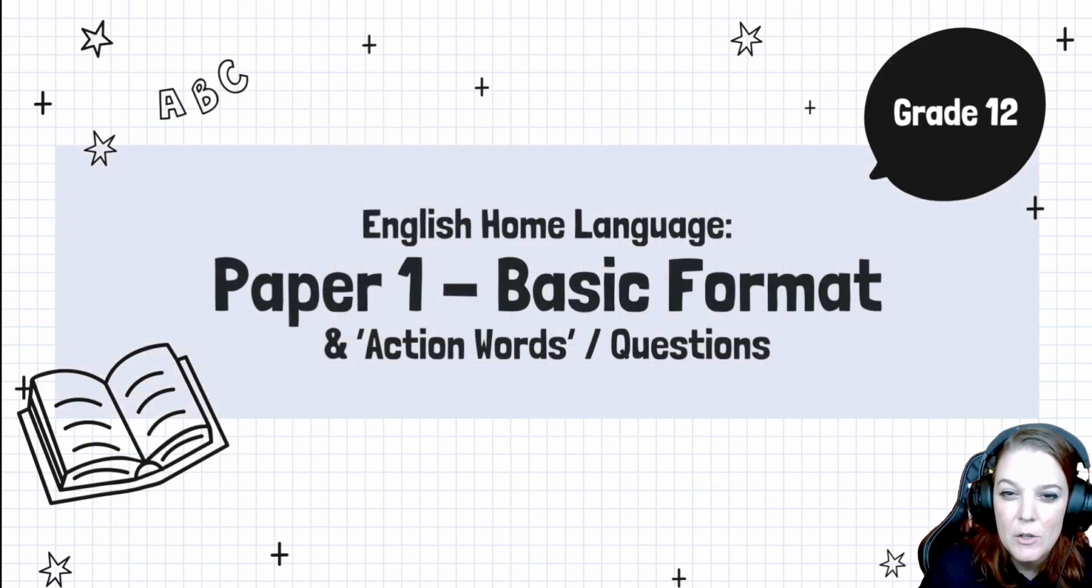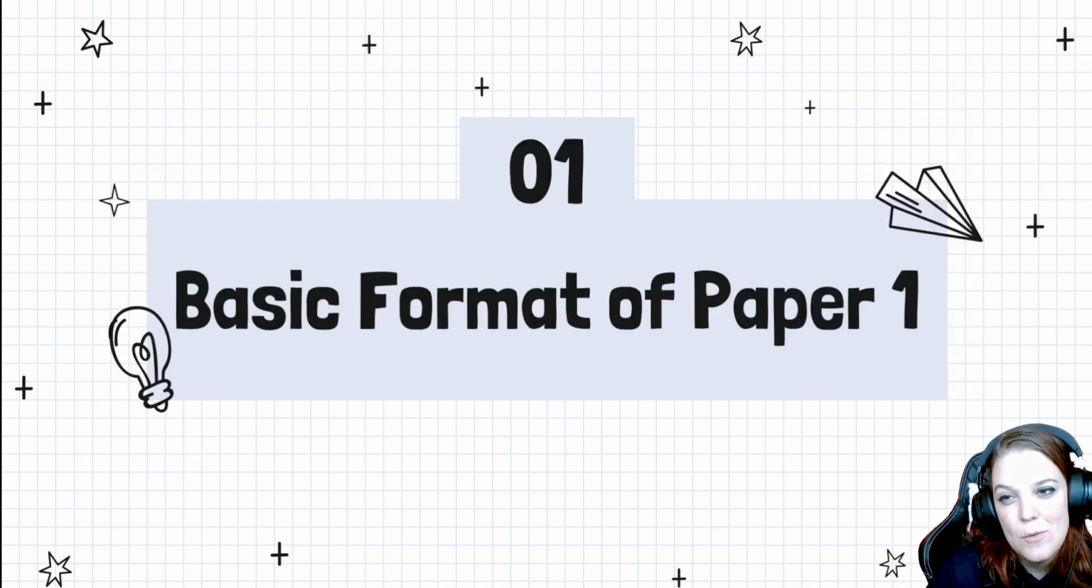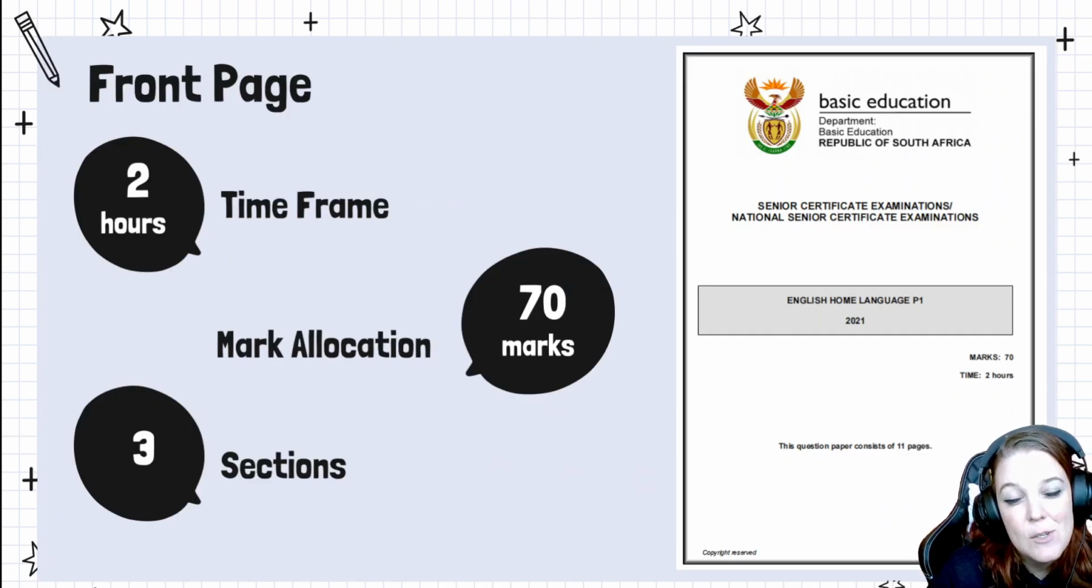Today we're going to be having a look at English Home Language Paper 1, and we're going to do a breakdown of the basic format of this paper. We're going to have a look at the action words or the question words that are being asked of us in this paper, and we're going to see how we should be answering these sorts of questions. All right, so your paper should look something like the one on the right.